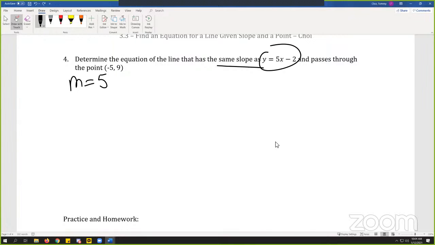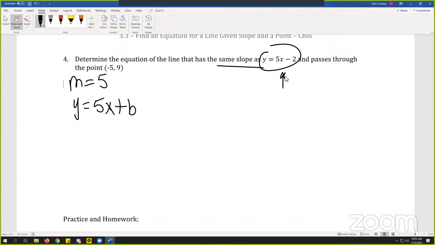That's what you're looking for, and that's what I'm looking for as a teacher. Can you identify those key pieces of information to figure out the slope of the line you're trying to solve for? So for here, it tells us that the slope is the same. We can see that it's in y equals mx plus b form. The slope is 5. We plug that slope in, so we know already our equation is going to be 5x plus b.